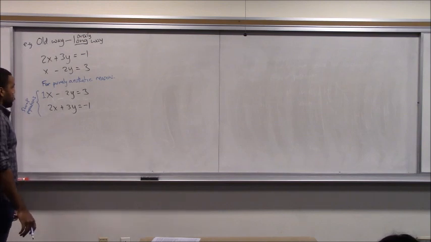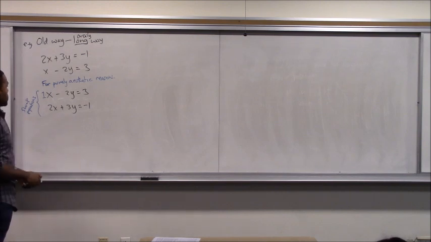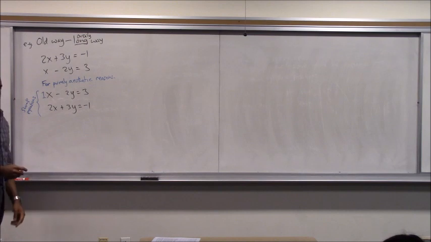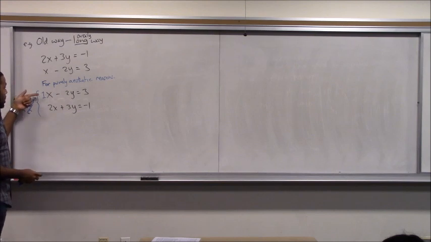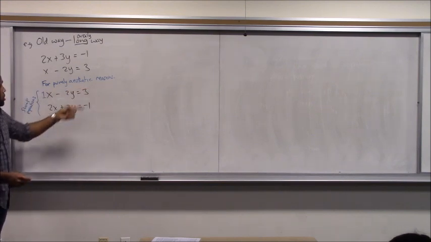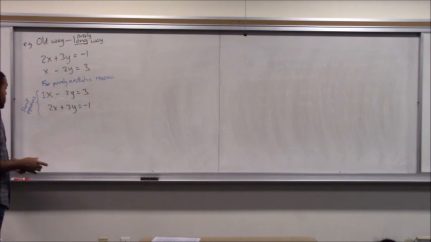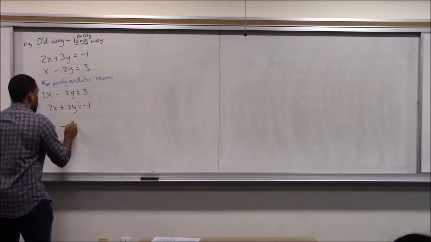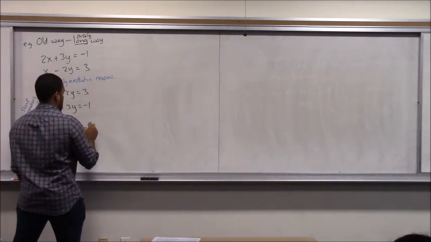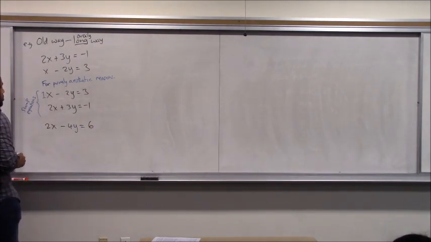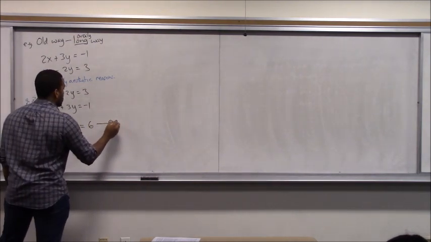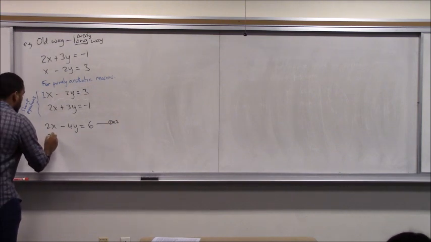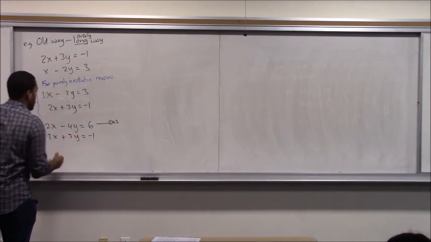Okay, cool. What else do we want to do? Now, suppose I wanted to eliminate the x and solve for the y. You would multiply, right? What I can do is multiply this equation by 2 and then subtract that one. So let me actually do that. I'm going to write 2x minus 4y equals 6. So this is equation 1 times 2. Then I would have 2x plus 3y equals minus 1. I'm just bringing that along.